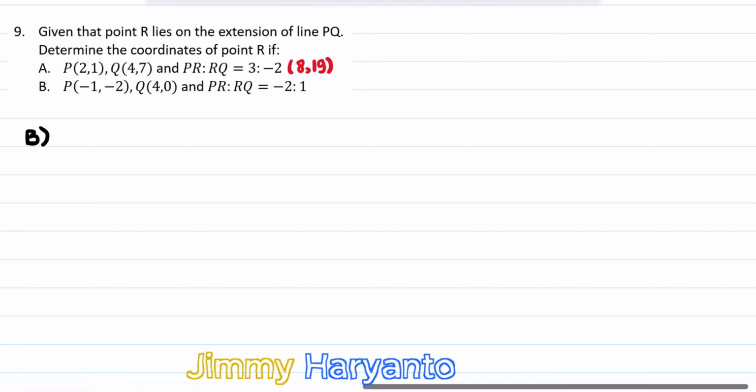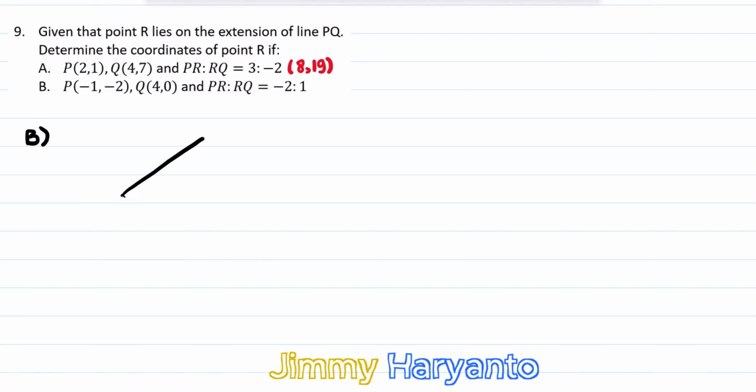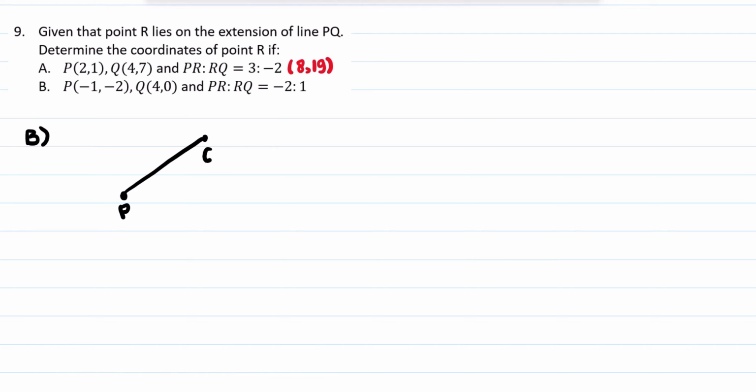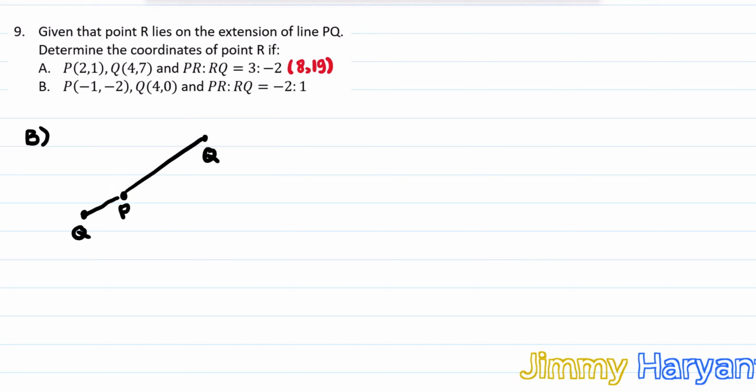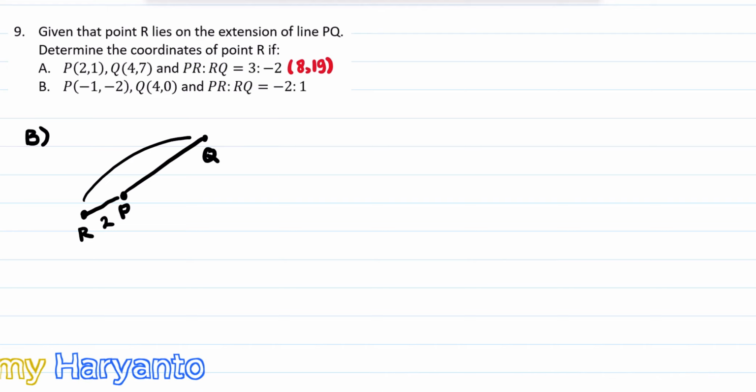For part B, the negative is the PR. That means if this one is P and that one is Q, the R will be right here. This one is the Q. Sorry, my bad. This one is R. PR is negative 2 and RQ equals 1. It doesn't make sense.